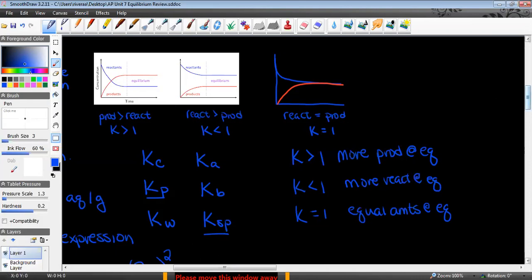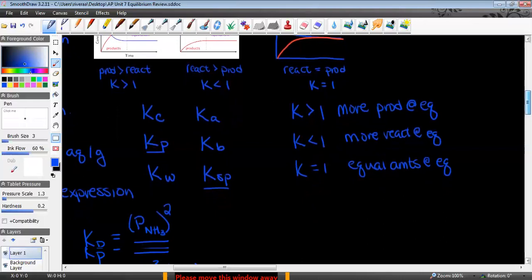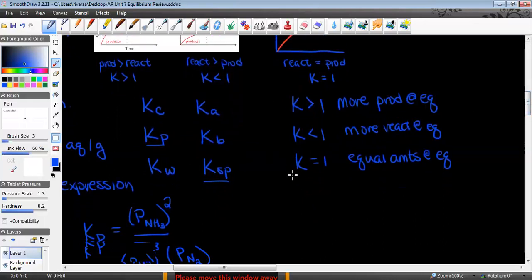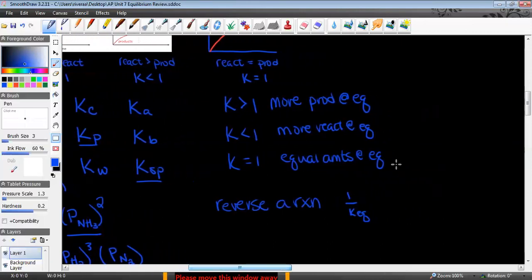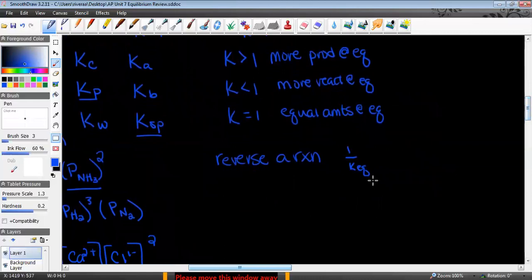And last thing about Ks before we move on to Q is how do we manipulate K values? Like if we had to reverse a reaction, like for Hess's law, we would have to take the inverse of the K value, 1 over Keq, right? Because now you're talking about products turning into reactants instead of reactants turning into products. So if you reverse the reaction, you take the inverse. And if you multiply your reaction by a coefficient, you're going to raise your Keq to that power.